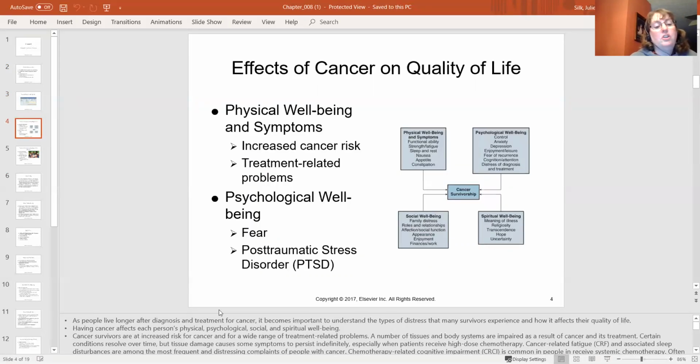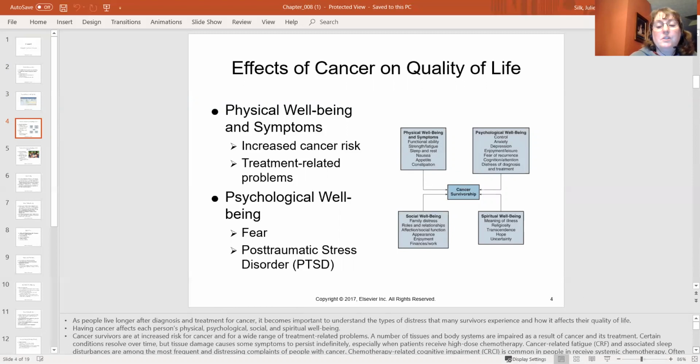As people live longer after diagnosis and treatment for cancer, it becomes important to understand the types of distress that many survivors experience and how it affects their quality of life. Having cancer affects each person's physical, psychological, social, and spiritual well-being. Cancer survivors are at increased risk for cancer and for a wide range of treatment-related problems.